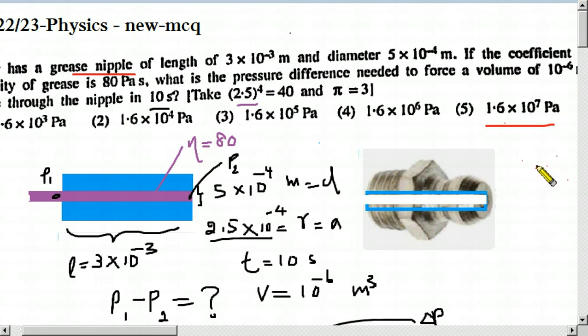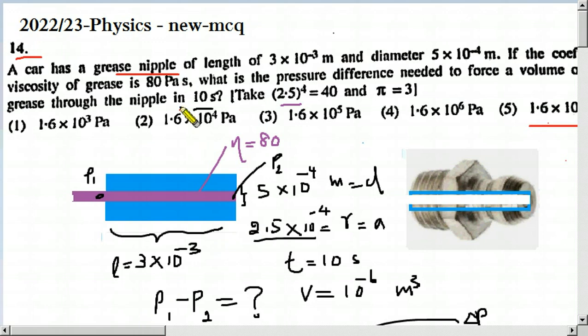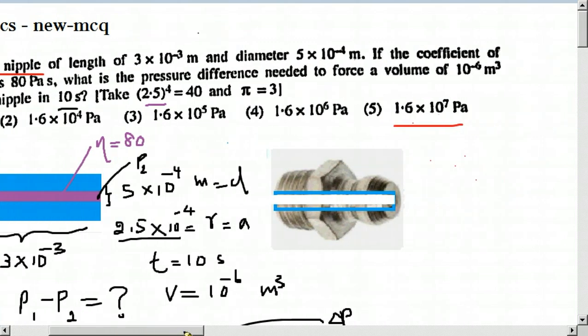Now children, I am going to wind up the video. We have used more than 15 minutes. So I think you are happy because I showed you everything that I can. I explained before the question what this grease nipple is, and I showed you all the videos and images that correspond to this. So I think you are happy.